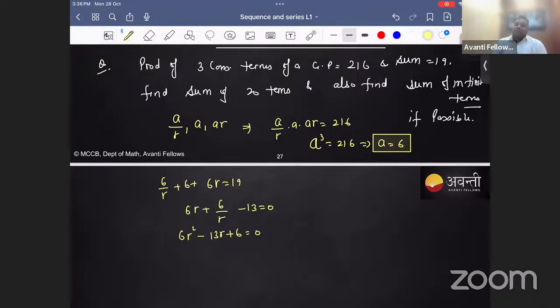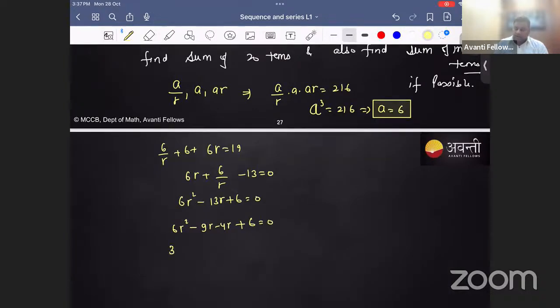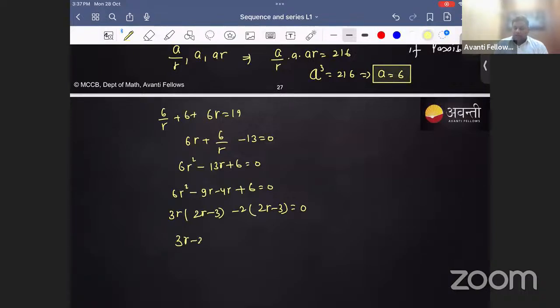Now factors of 36 which add up to 13 are 9 and 4. So 6R square minus 9R minus 4R plus 6 equals 0. Take 3R common: 3R into 2R minus 3, minus 2 common, 2R minus 3, equals 0. So 3R minus 2 into 2R minus 3 equals 0. So the value of R is 2 by 3 or 3 by 2. Correct?